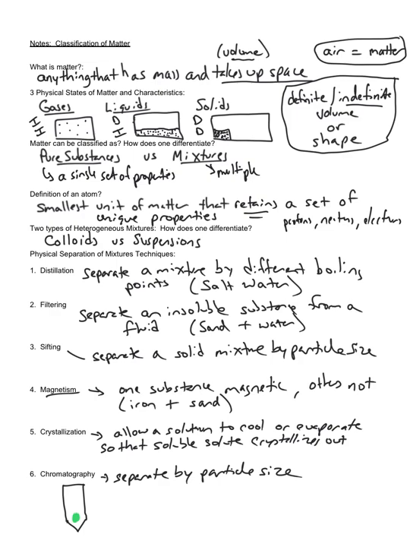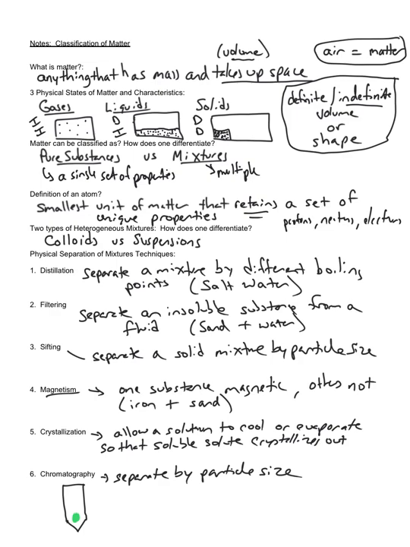Mixtures can be separated into homogeneous and heterogeneous mixtures. Homogeneous mixtures are uniform throughout. When you look at them, you can't tell that it's a mixture. And a classic example of that is salt water. When you look at salt water, or sugar water, you can't tell by looking at it. It has one phase, it looks like it's one liquid, but there are multiple components in it. That is called a homogeneous mixture.